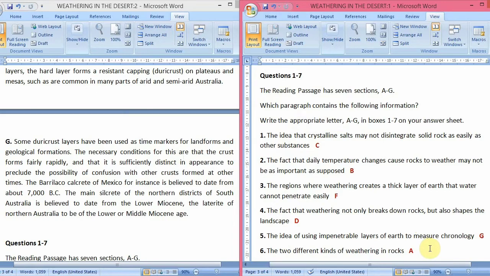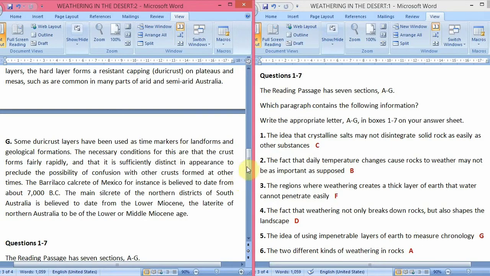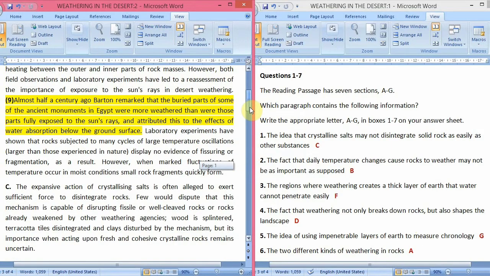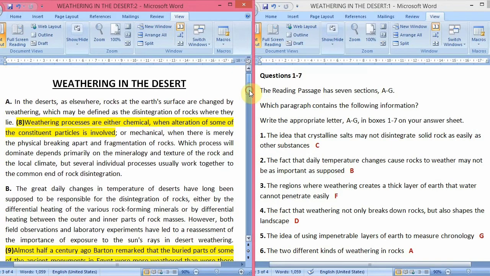Now the sixth question is the two different kinds of weathering in rocks. So it is in the first paragraph, A paragraph. There are two different kinds of weathering. Yes, there are, because in the third line they are writing that weathering processes are either chemical, when alteration of some of the constituent particles is involved, or mechanical, when there is merely the physical breaking apart and fragmentation of rocks. So yes, there are two different kinds of weathering: chemical weathering and mechanical weathering. So in A paragraph it has been written.